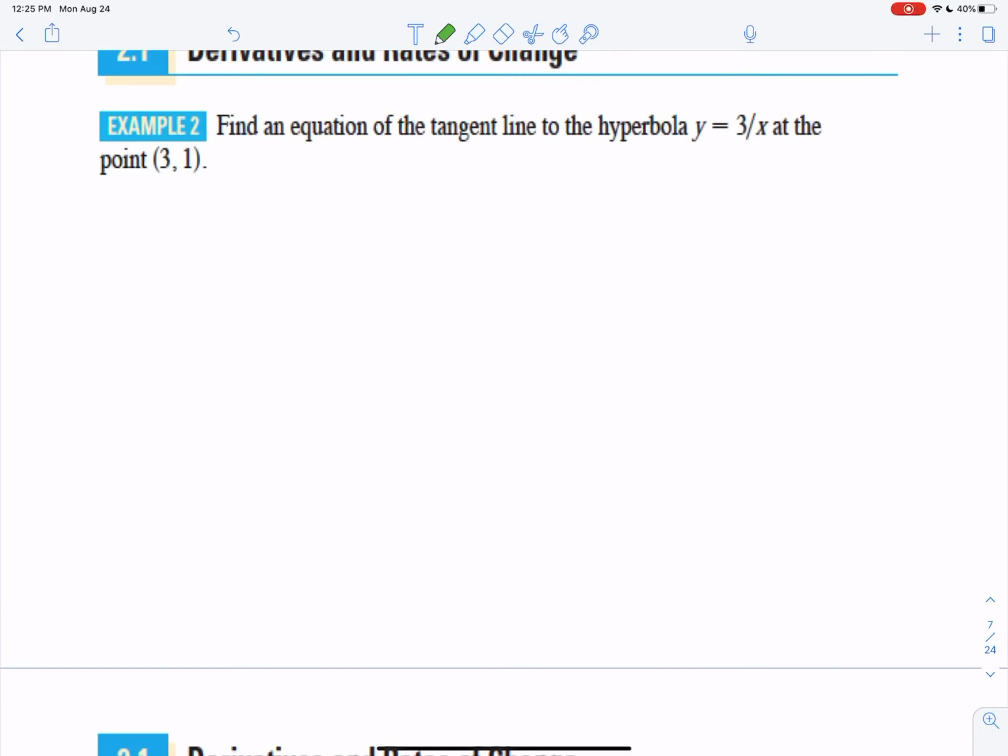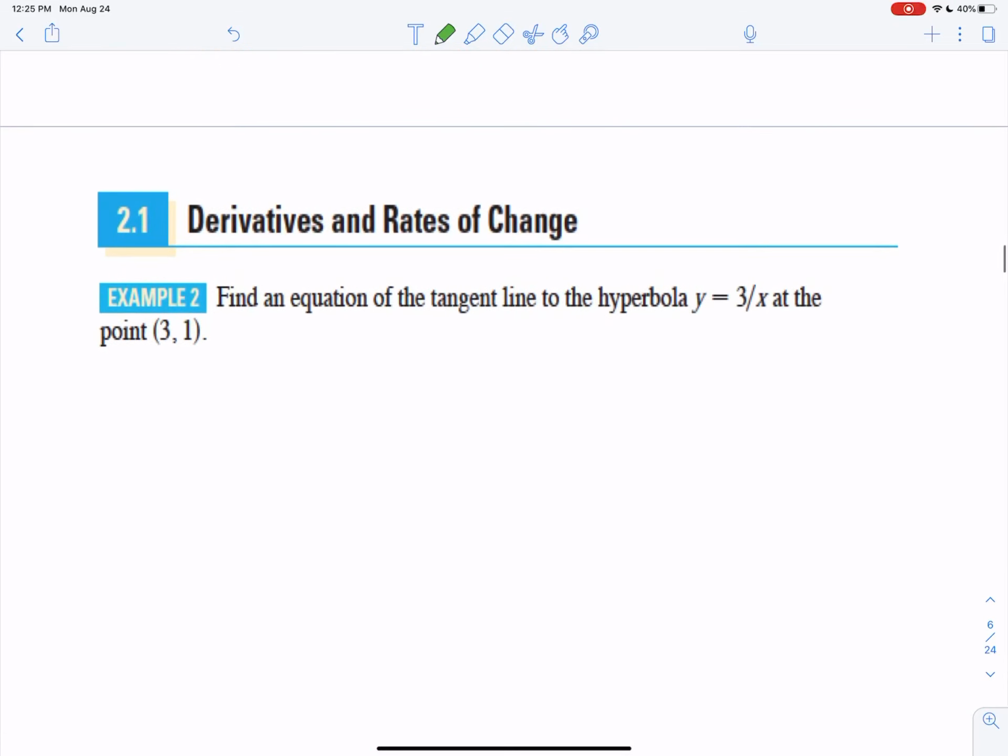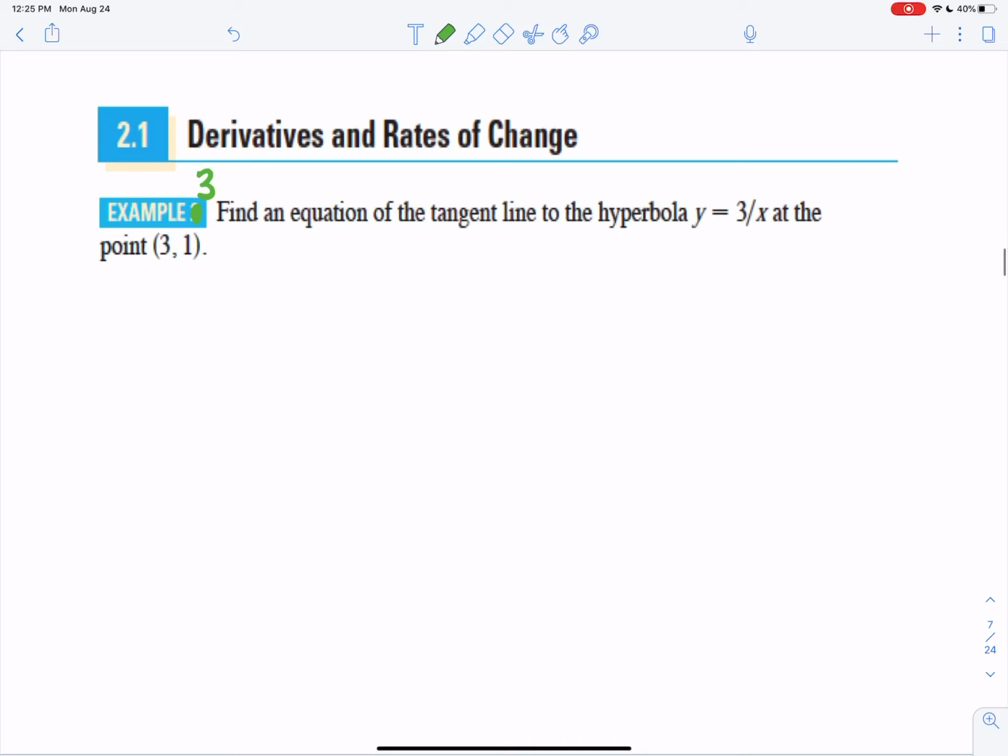Okay, here's another one. Let's call this example 3. Pause and play when you're ready. So it's the same thing, except you're dealing with a different function. So we still need to find the equation of a tangent line, which then you need a slope and a point. Okay, we know the point is at 3, 1. So all we're missing is a slope.